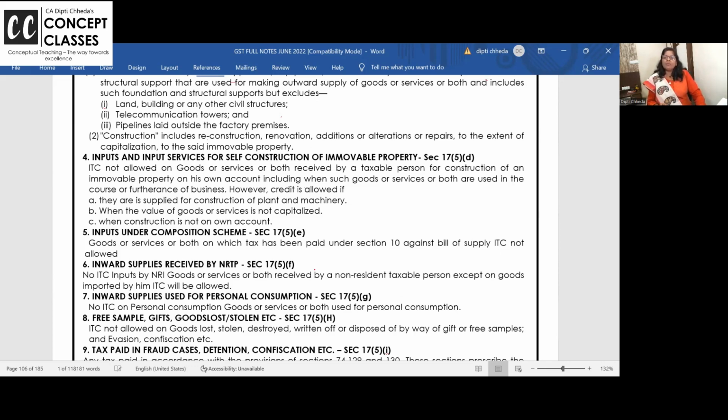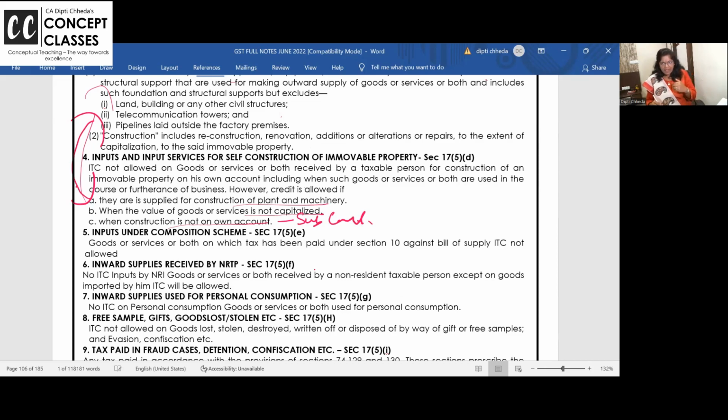GST is applicable on movable property. So immovable property पे तो नहीं आएगा. However, credit is allowed if they are for the construction of plant and machinery. Same point. When value of goods and services is not capitalized, you have written off in the revenue. And when construction is not on own account, subcontract. यही point repeat हो रहा है.